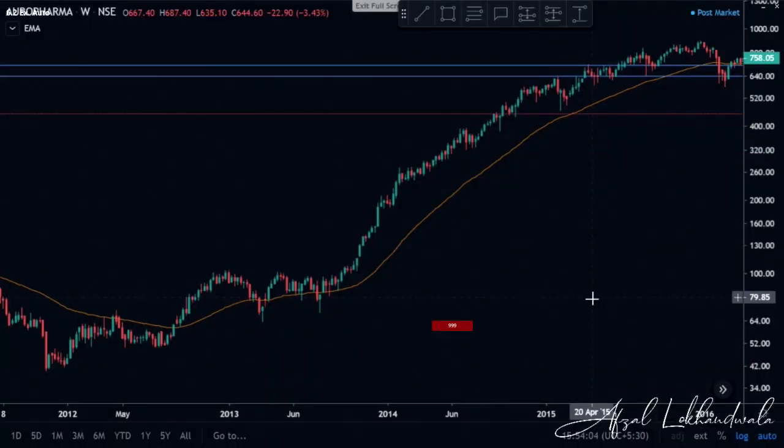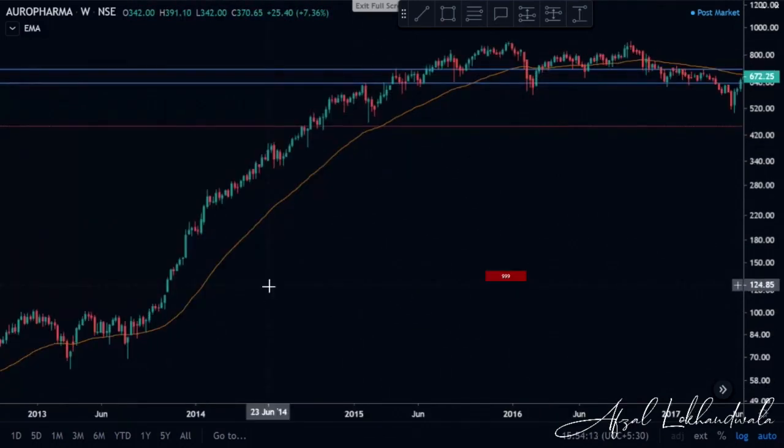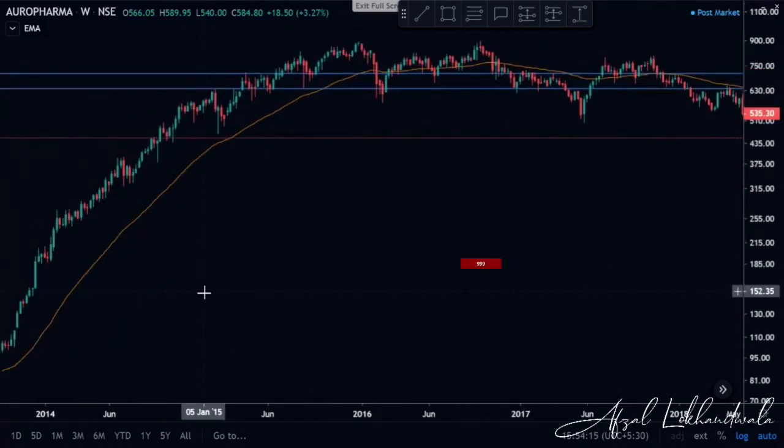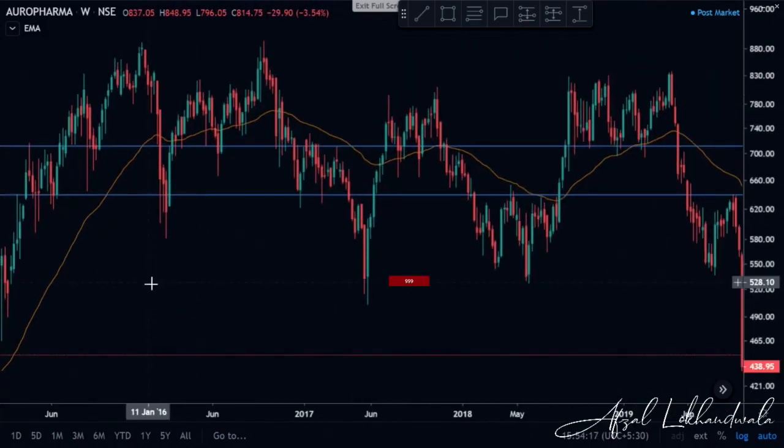So this is the weekly chart of Aurobindo Pharma. From this part you can clearly see that the price is in a nice uptrend. It is sustaining above the 50 EMA throughout. For the first time the price breaks the 50 EMA here, then it again breaks here.